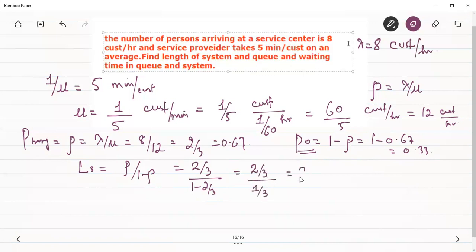Okay, that will be equal to 2. That is, there are two people in the system.